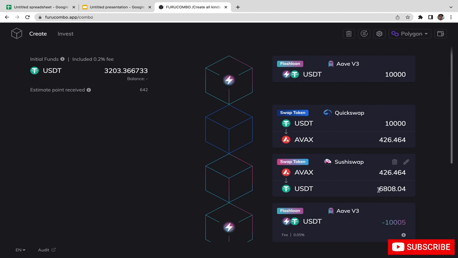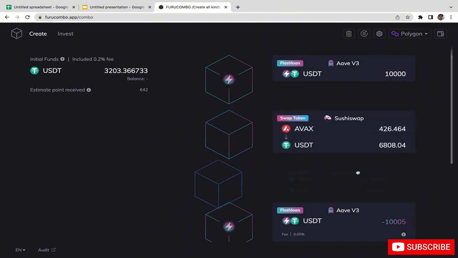However, I only got 6,800 from my last transactions. That's why the transaction will fail, because it means that I won't be able to return the same exact amount that I borrowed. So yeah, but anyway, guys, you can play around, right?